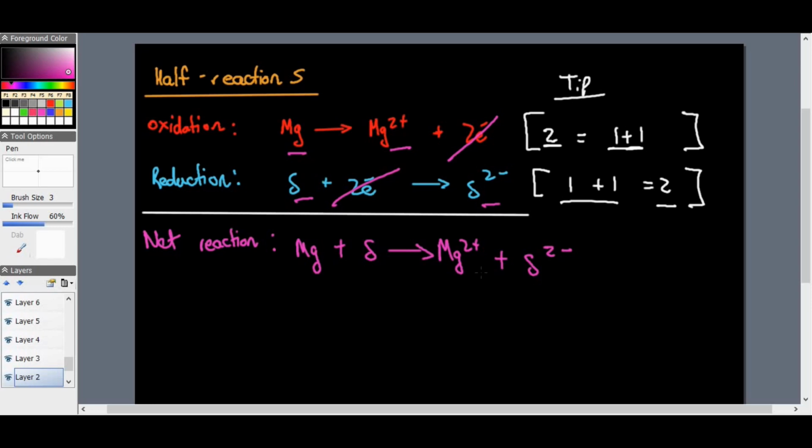This is now my net reaction as a result of one reaction being oxidized and another reaction being reduced. Notice that in an oxidation half reaction, electrons are on the right hand side, as they are produced, because the substance lost the electrons. Whereas in the reduction half reaction, the electrons are on the left, because they are used to form a new product.